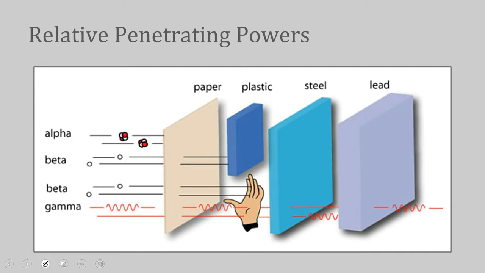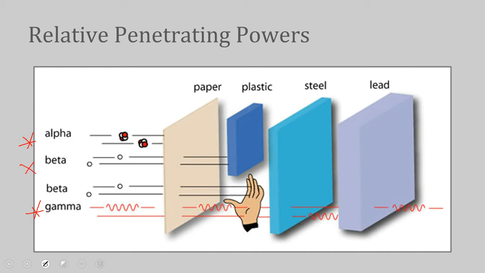If we're talking about the relative penetrating powers, or how strong the radiation is from alpha, beta, and gamma, alpha is our weakest. And as we talked about with gamma, gamma is pretty strong. So alpha will be stopped by a piece of paper. Nothing to worry about with alpha. Alpha particles, it's not going to cause any damage to your DNA or cause any cancers or anything like that.